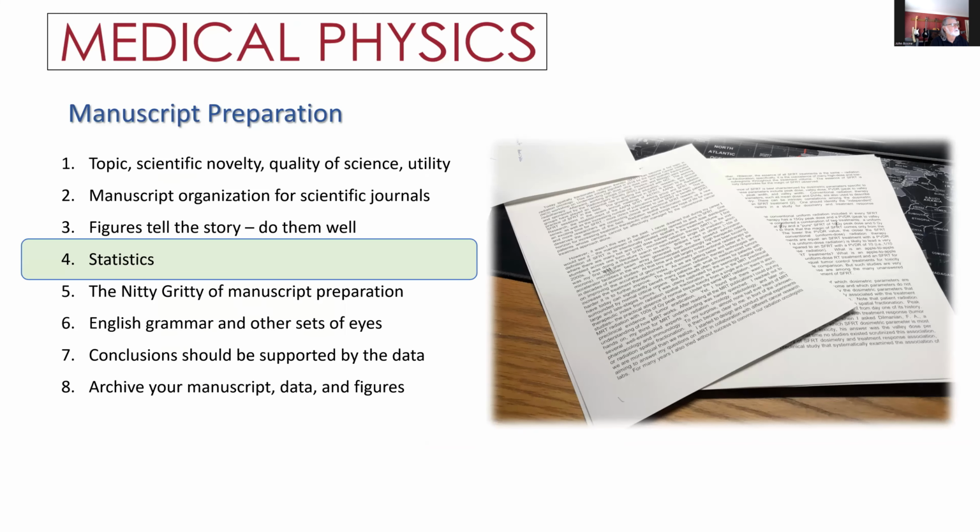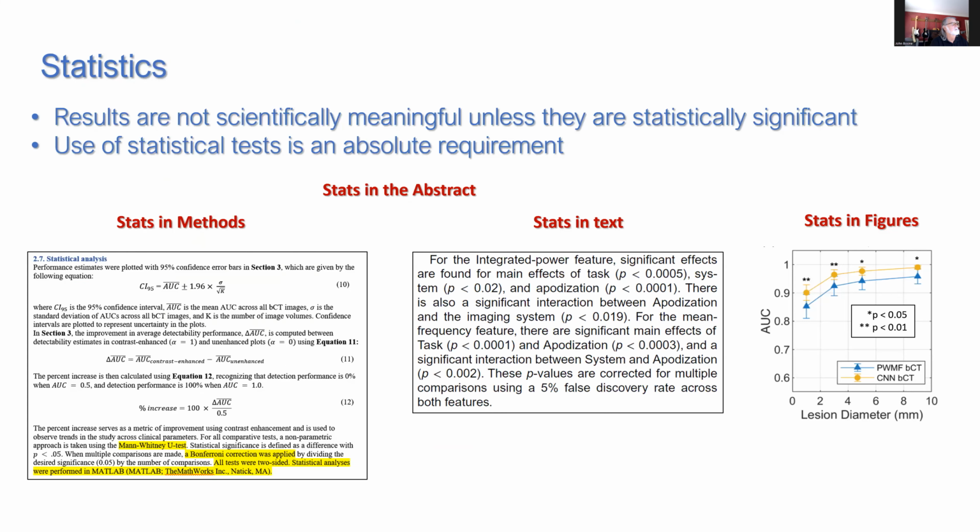So statistics. Statistics are essential in a scientific manuscript. They should be described in the methods, not only your definition of significance, but also what tests you use. You can see that we describe that down here in the yellow. We put where we use the statistical packages that we use. The stats should also show up in the text as you're going through your methods and results.